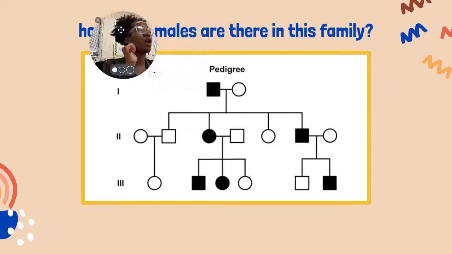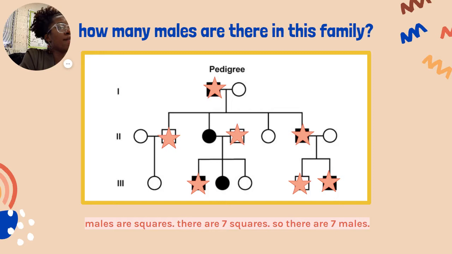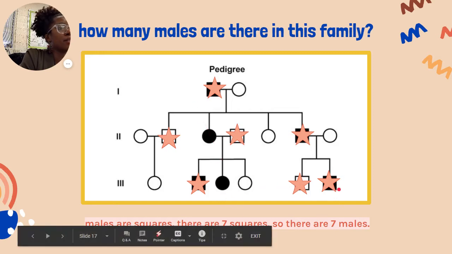So how many males are there in this family? Well, let's count them. 1, 2, 3, 4, 5, 6, and 7. So there are 7 squares, there are 7 males in this family.